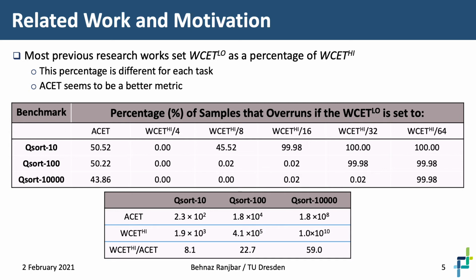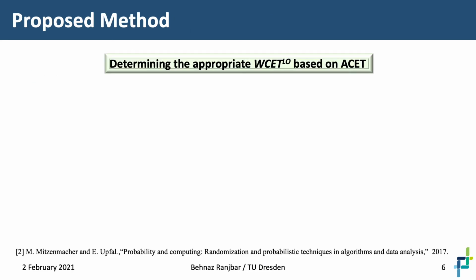Besides, by increasing the application's input size, the ACT and the high WCET growth are not the same, so the ACT cannot be counted as a percentage of the high WCET. As a result, we introduce a new scheme that provides a general formula to choose a suitable low WCET based on the ACT to make a reasonable trade-off between the mode switching and the system utilization. So we introduce a new theorem based on Chebyshev's theorem.